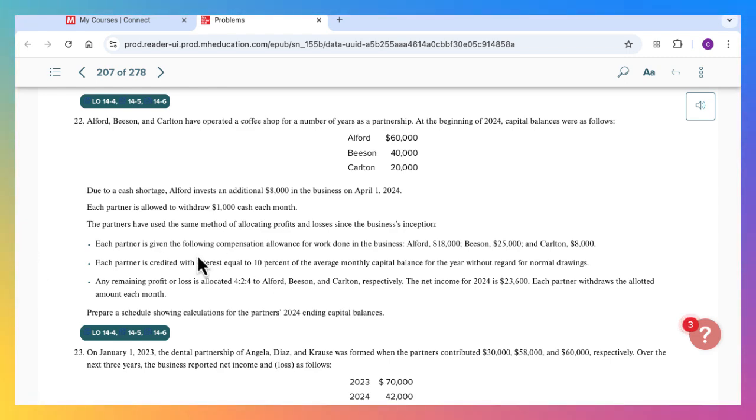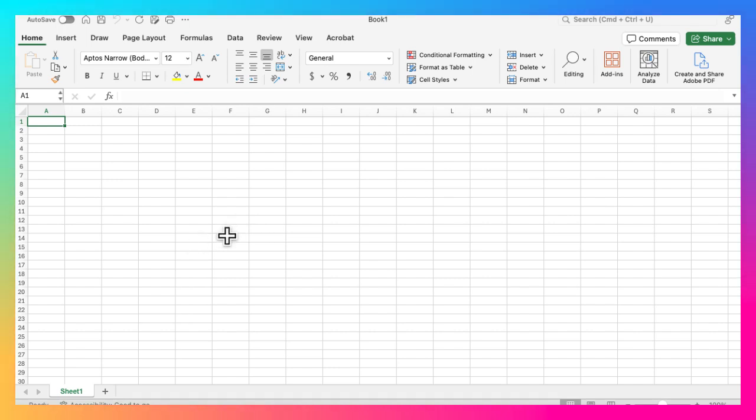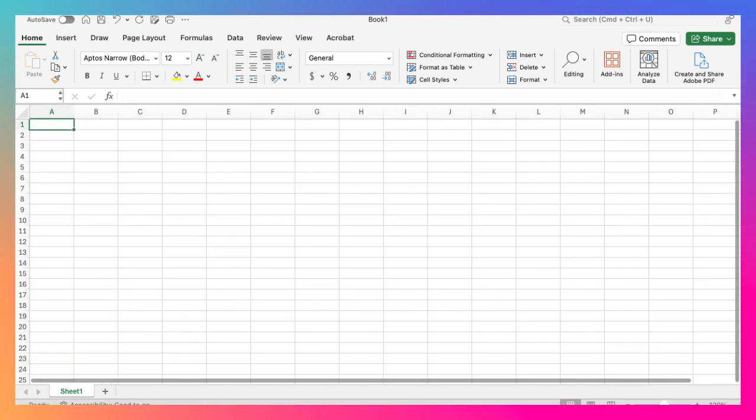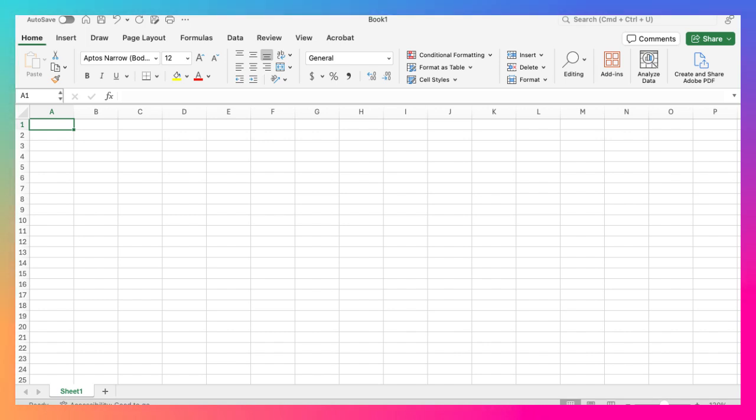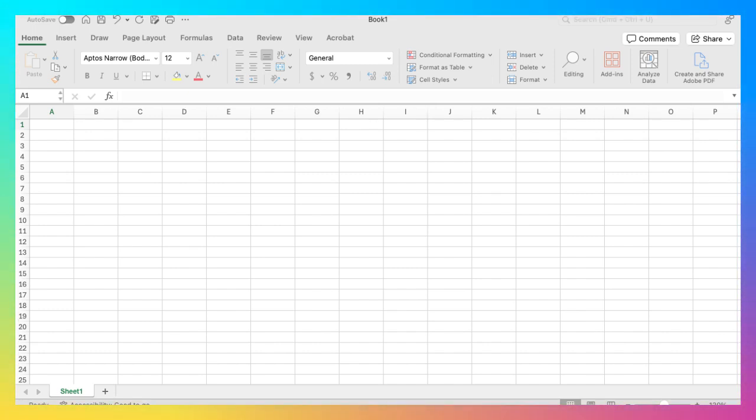So what I'm going to do is pull up Excel here. Make it a little bigger, okay? And we're going to go ahead and basically get started on the problem, which states that they want us to show how we're going to allocate income and determine capital balances. So the first thing we're going to do is create a little chart, or a little spreadsheet. And bear with me as I move some things around.